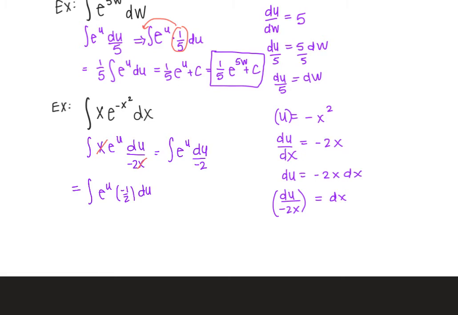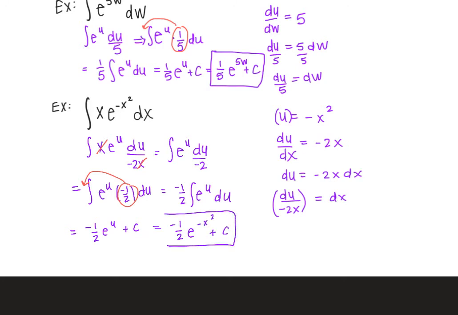And then I'm going to use my constant rule. I can take this out front. So now I have negative 1/2 integral e to the u du. The integral of e to the u is e to the u. So I have negative 1/2 e to the u plus c. And the last thing I'm going to do is plug back in what u is. Negative 1/2 e to the negative x squared plus c.